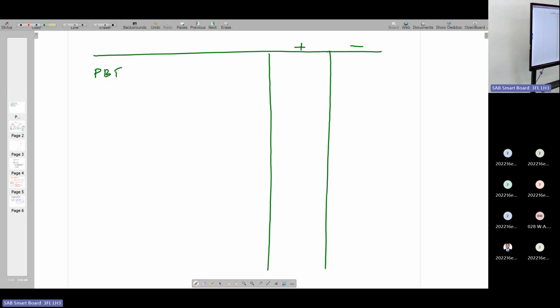Why am I using profit before tax? Section 10 says income tax cannot be deducted. Therefore, I am using the profit before tax. If you are using profit after tax, you have to add back the tax. If it is a profit, I put it on this side. If there is a loss, I put it on this side.